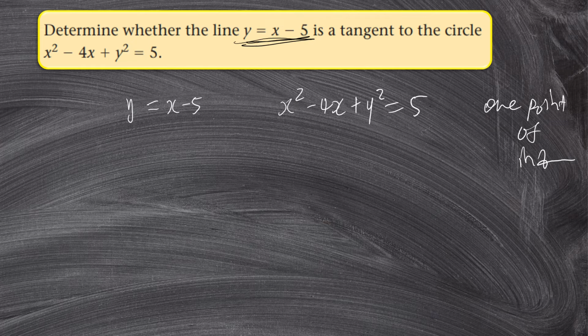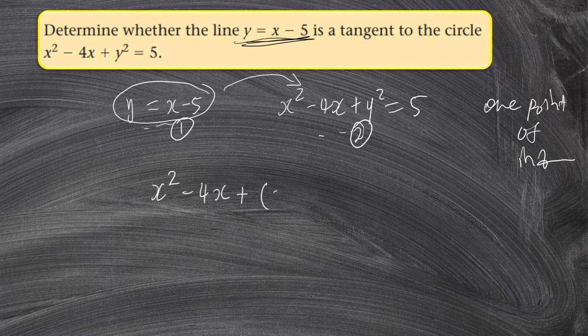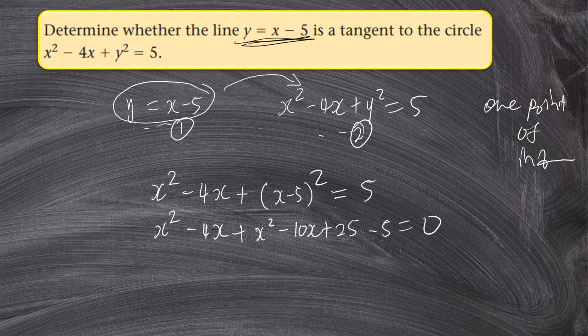So in other words, I can say this is my equation 1 and this is my equation 2. I'm just going to substitute this equation into this, and I'm expecting to get only one point of intersection if it is a tangent. So where there is y, we're going to replace it by x minus 5 squared, because y equals x minus 5. There we go. We can expand that. It's going to be x squared minus 10x plus 25. If you take minus 5 to this side, it's going to be minus 5 equals 0.